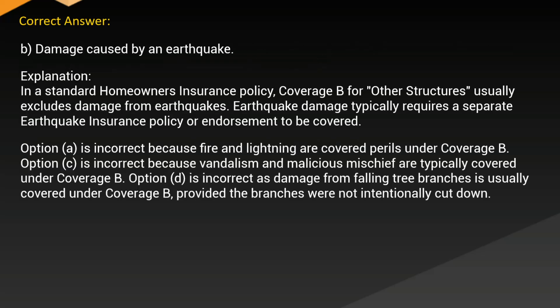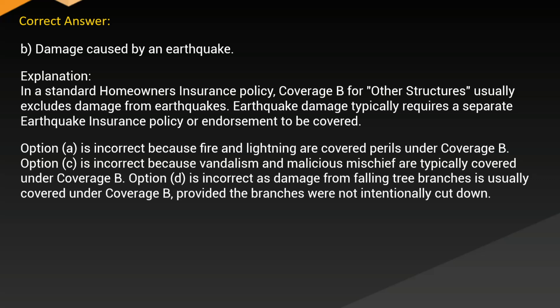Correct answer, B. Damage caused by an earthquake. Explanation: in a standard homeowner's insurance policy, coverage B for other structures usually excludes damage from earthquakes. Earthquake damage typically requires a separate earthquake insurance policy or endorsement to be covered.